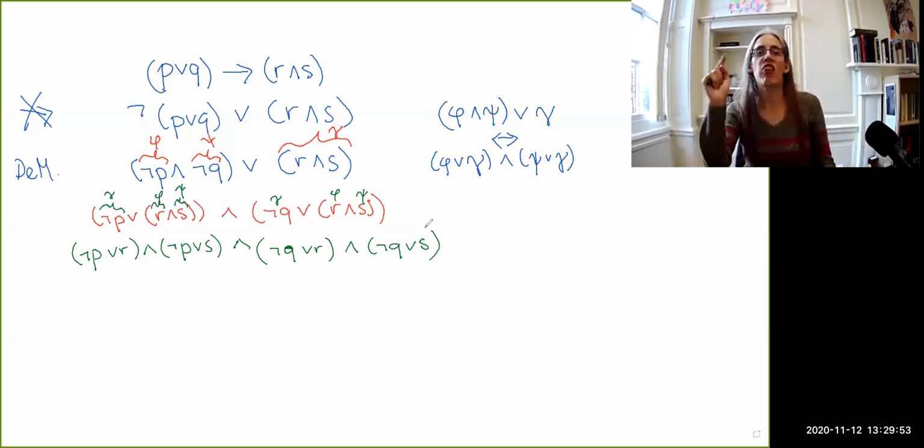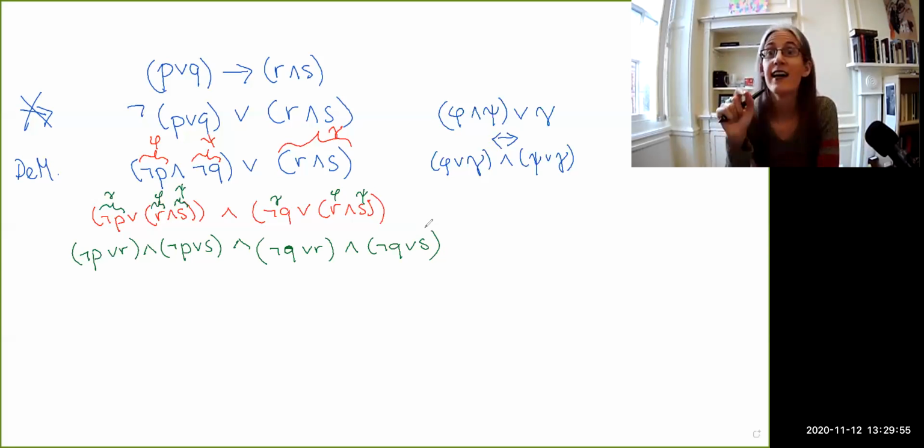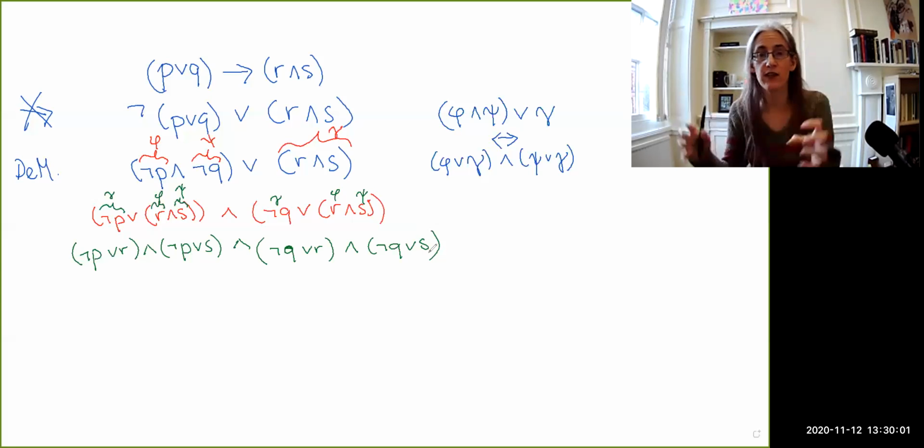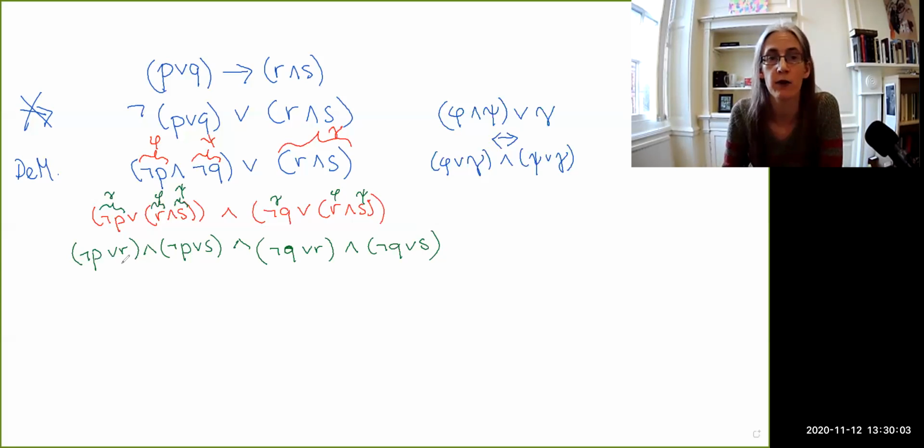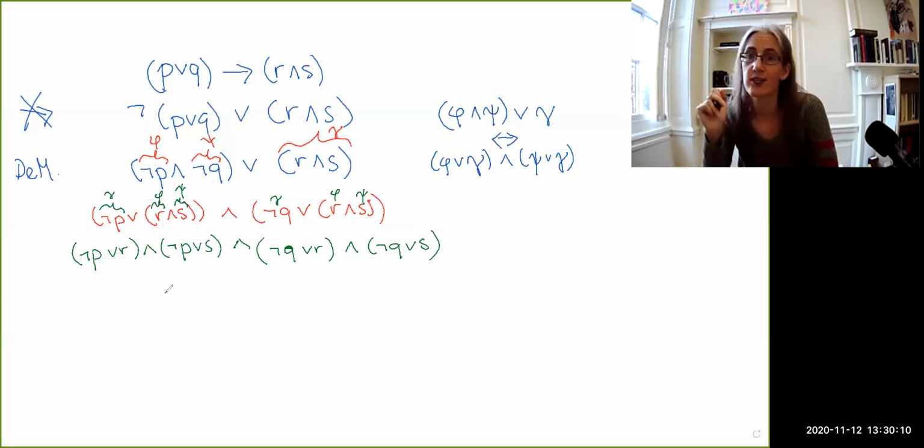And look at that. That, my friend, is conjunctive normal form. We have a conjunction, so there's actually 4 of them, 4 conjuncts all forming together to make one formula. Each conjunct is itself a disjunction of atoms or negations of atoms, and that's exactly what we want.